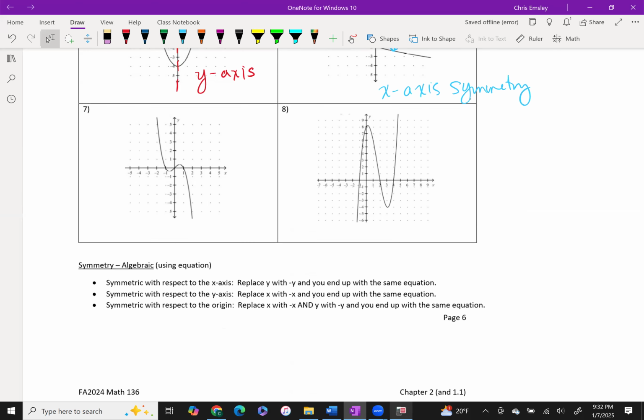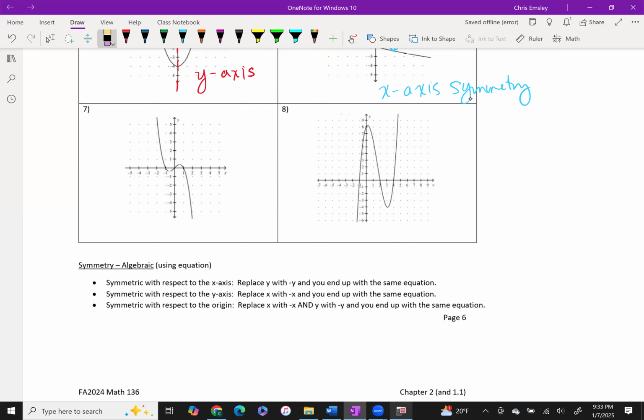Next one is this number 7, this nice little wiggle graph. We got a little squiggle wiggle going on in the middle. Anytime I see a graph that is sort of focused on the diagonal, two quadrants that are diagonal from each other, I am thinking about origin symmetry, okay? I think this might have origin symmetry.